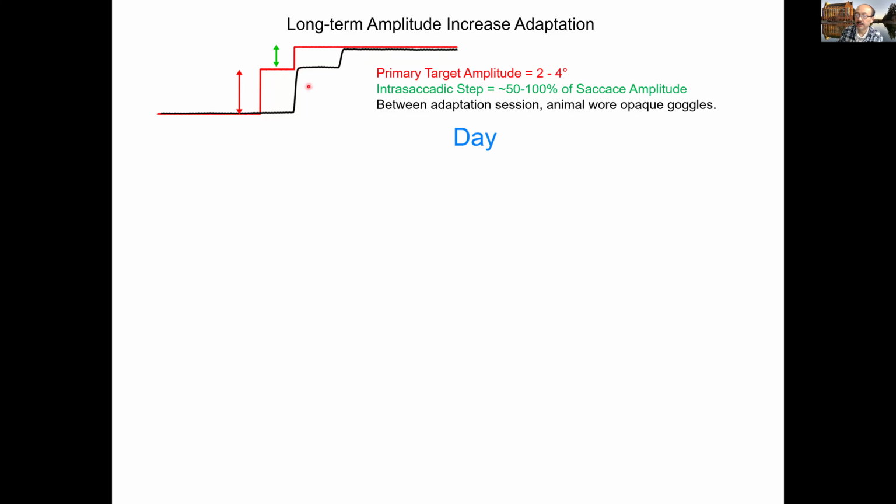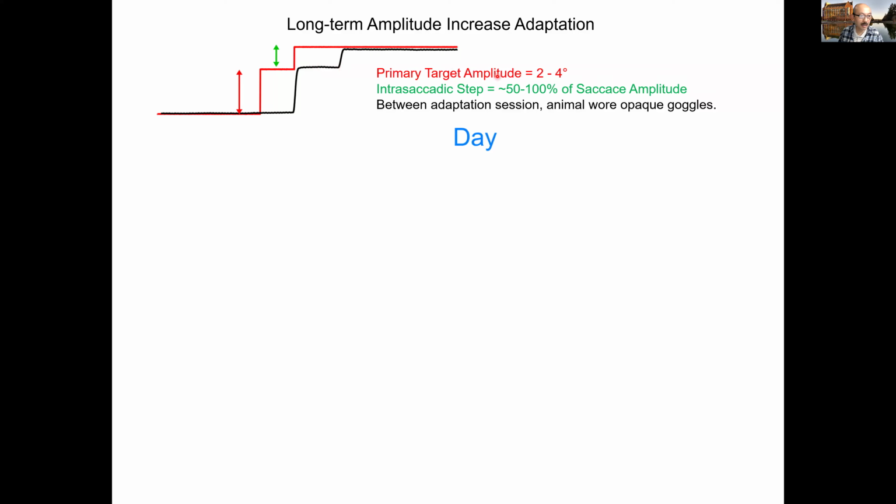But as soon as the eye starts to move, the target jumps further. So at the end of the saccade, the monkey would realize that he is actually undershooting. Then after some intersaccadic interval, he makes a corrective saccade to the new target location.